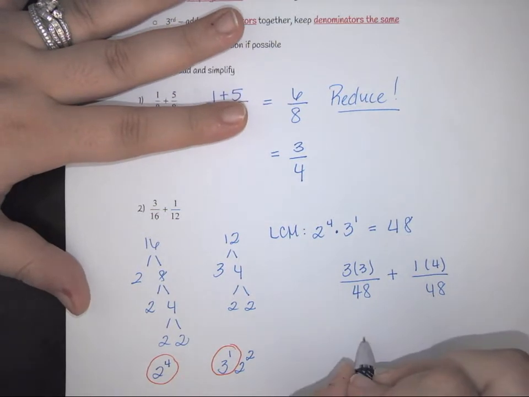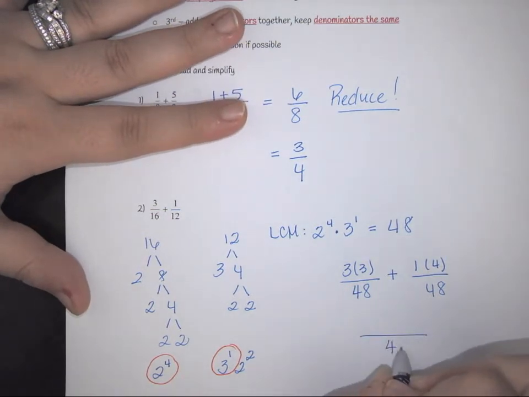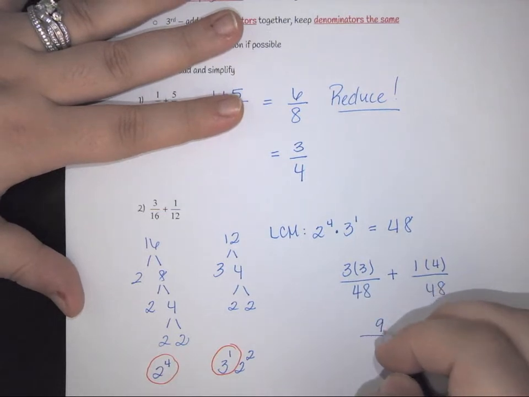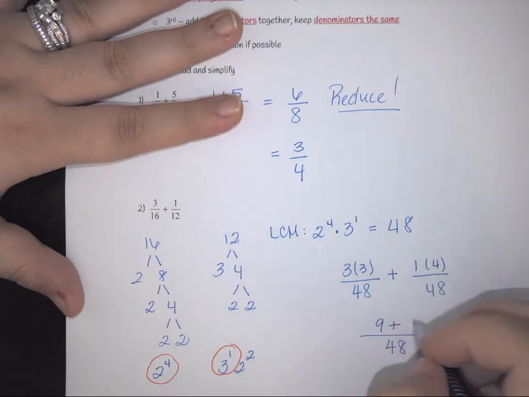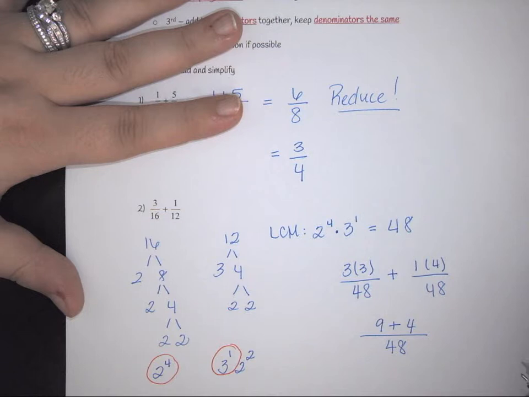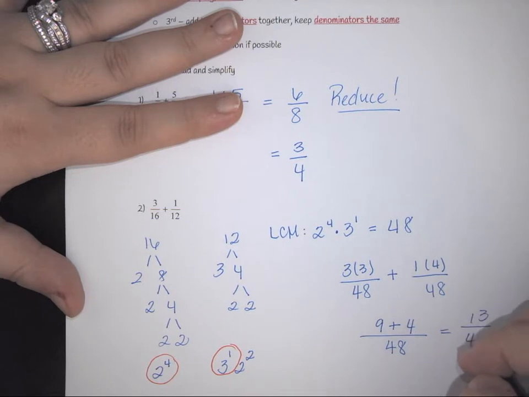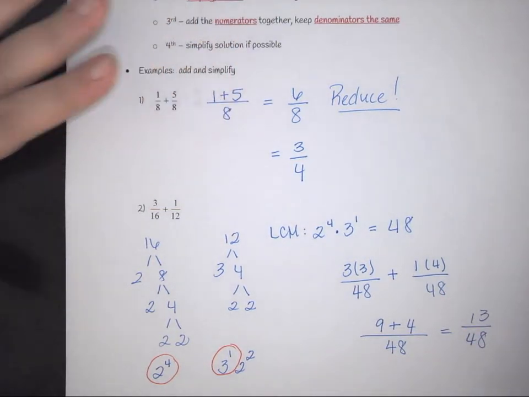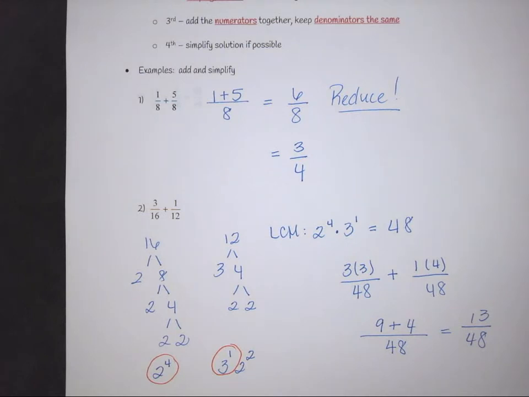So we can write it as a single fraction with 48 on the bottom. 3 times 3 is 9. 4 times 1 is 4. 9 plus 4 is going to give us 13 over 48. There is nothing in common between 13 and 48, so my fraction is reduced as far as it can go.